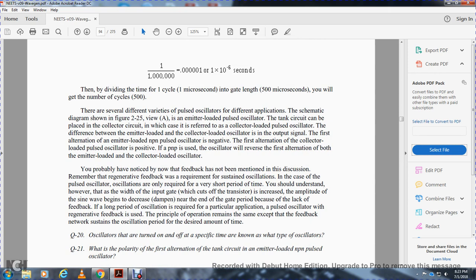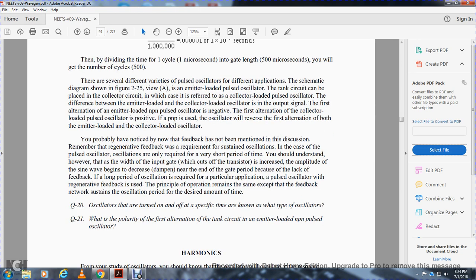The schematic diagram shown in Figure 225A is for the emitter load pulse oscillator. The tank circuit can be placed in the collector circuit, in which case it is referred to as the collector load pulse oscillator. The difference between the emitter load and the collector load oscillator is the output signal: the first alternation of the emitter load pulse oscillator is positive, while the first alternation of the collector load pulse oscillator is negative. Reversing the gate polarity will reverse the first alternation for both the emitter load and the collector load oscillators.